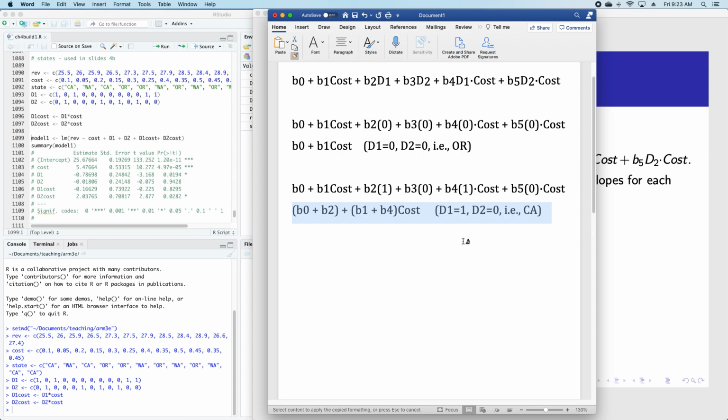Then I would do the same for Washington. Washington has d1 equals 0 and d2 equals 1. So now I'm going to plug in 0 here, 1 here, 0 here, and 1 here, and I'm going to get, oops, I didn't mean to do that yet.